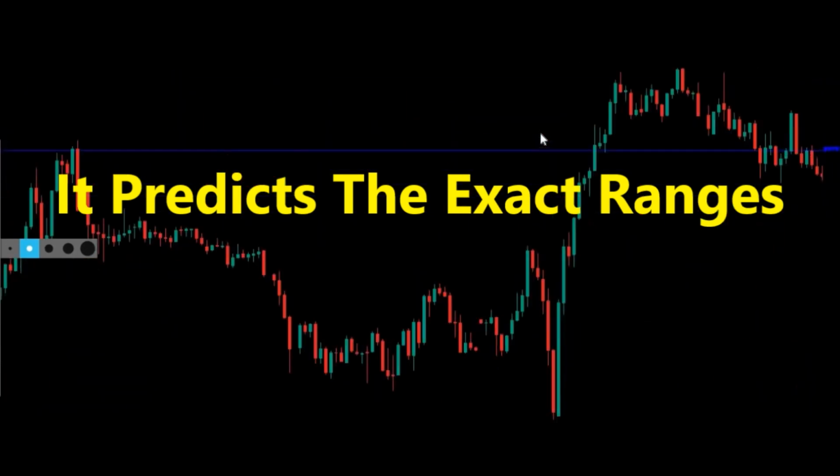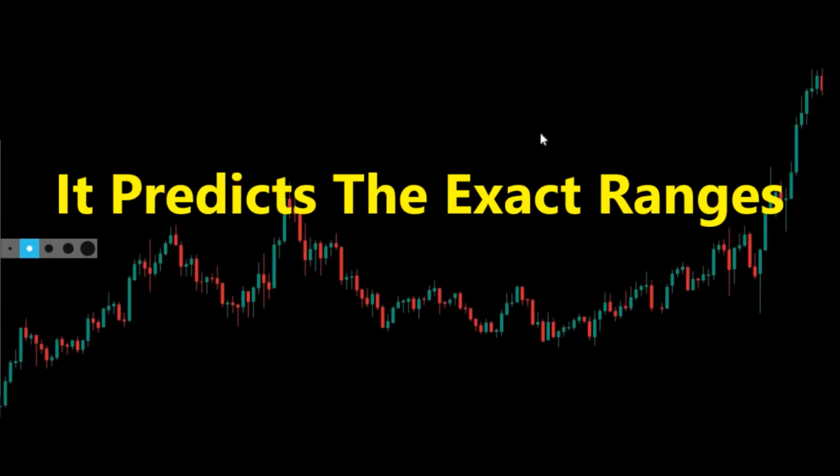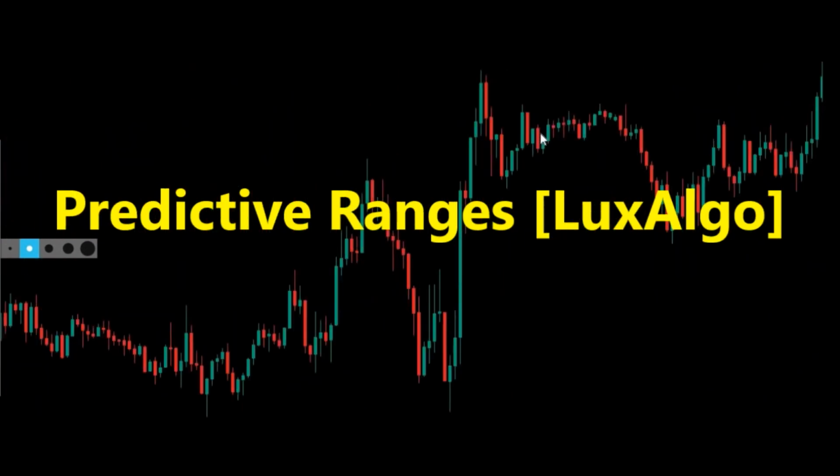It's a very brand new indicator. Actually, it was created on June 29th. So it is very, very new. Only a few traders know about it.